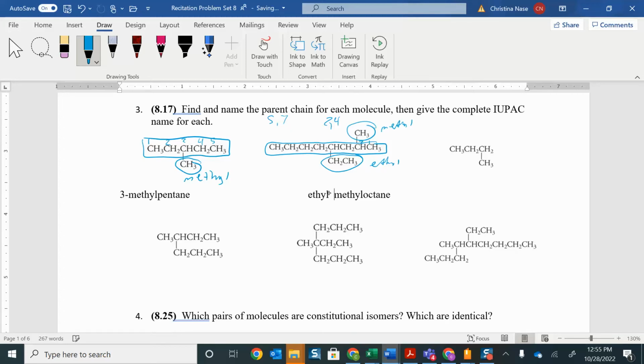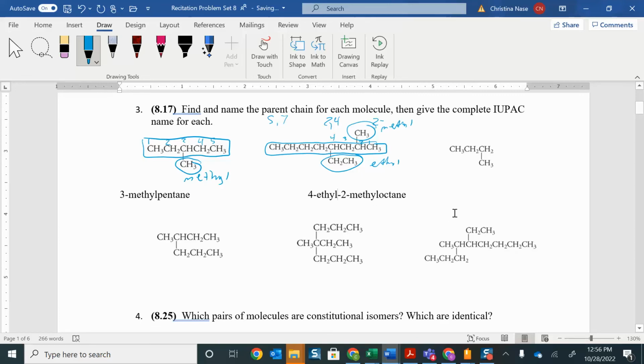1, 2. So now I have 2-methyl. And then ethyl. 2, 3, 4. It's on the 4. So I would say this is 4-ethyl-2-methyloctane. So I'm putting these in alphabetical order, ethyl and methyl, and I'm separating the numbers and the letters with a dash. And then the letters just kind of all run together.